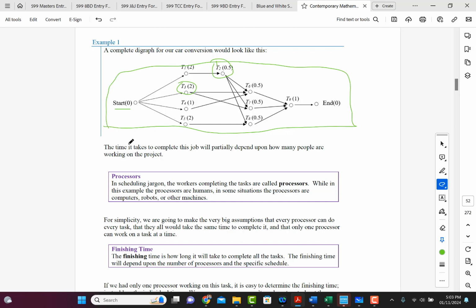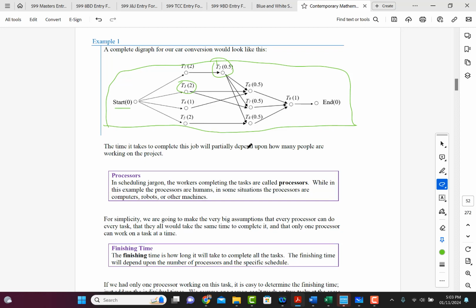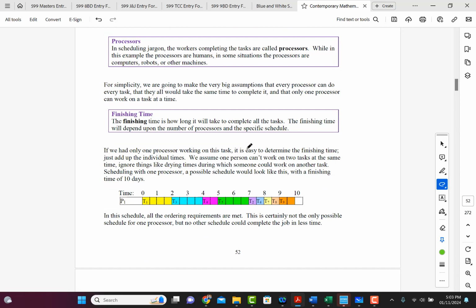take the tasks, okay? So the time it takes to complete the job will partially depend on how many people are also working on the project. Okay, if we have one person working on the project, obviously that's going to take a lot longer than if we have 4 people working on the project. Okay, now let's look at some definitions.